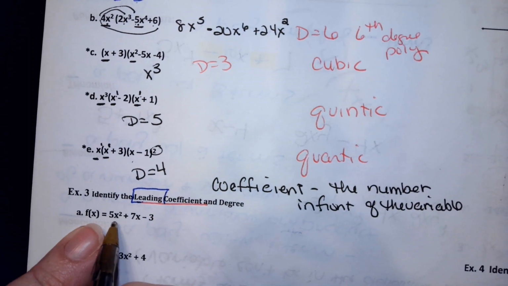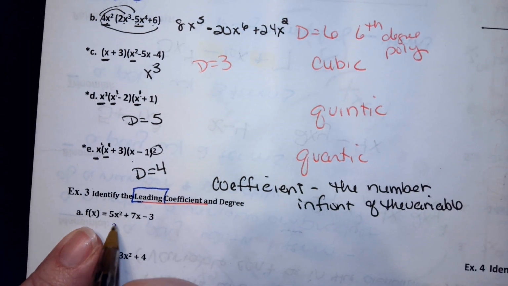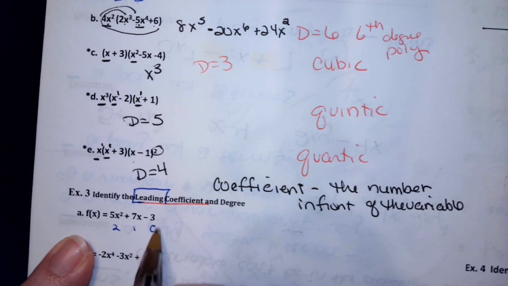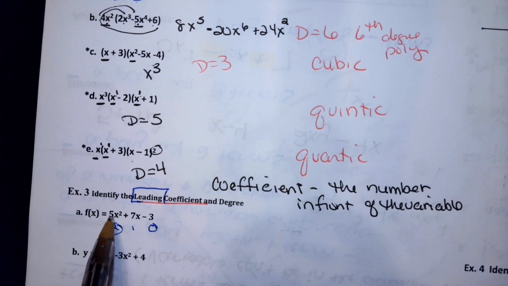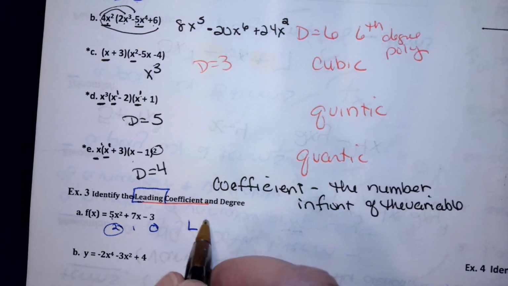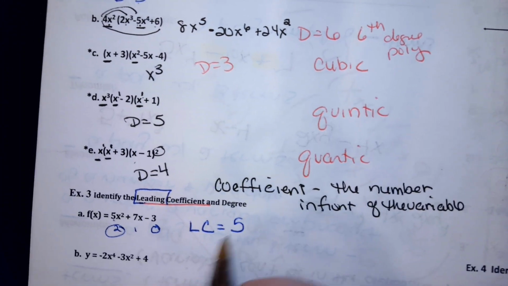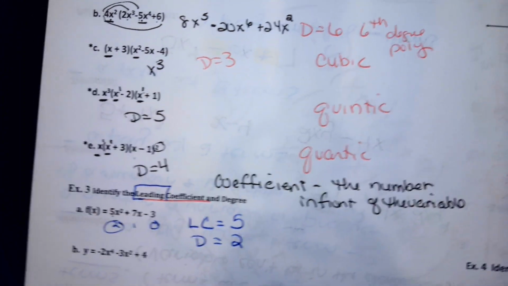So like right here, we got a 2, 1, and, oh, not 3, but 0, sorry about that. So the 2 is the highest degree, so that means the leading coefficient is a 5, so your LC is a 5, and your degree is 2.